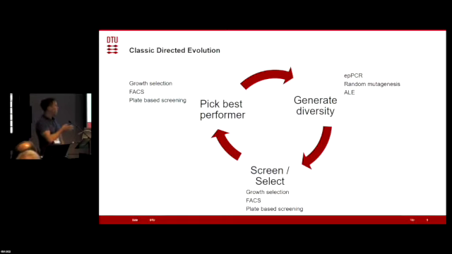Then you have some kind of screen or selection assay. So potentially you can have a growth selection, or you can run it in FACS if you've got some kind of biomarker. You can also just do plate-based screening and try to map out, based on random variation, what different changes are doing to the function of the protein. And then you pick the one that works the best or had the most effect on improving the function, and you can loop through that again and again iteratively to generate a protein with improved attributes that you're interested in.